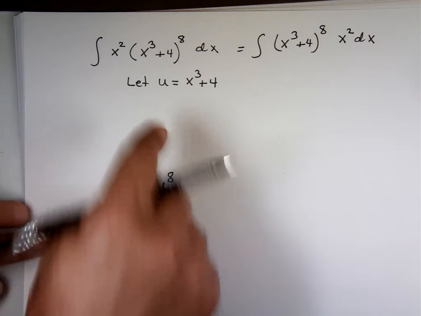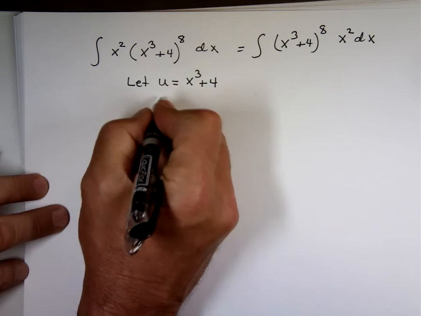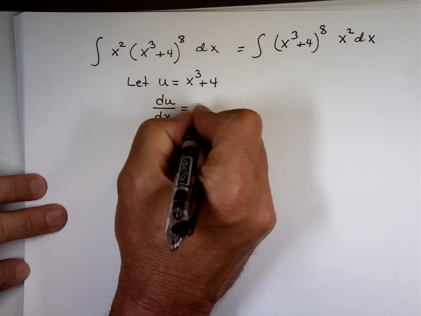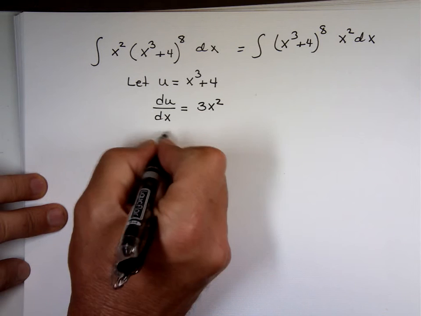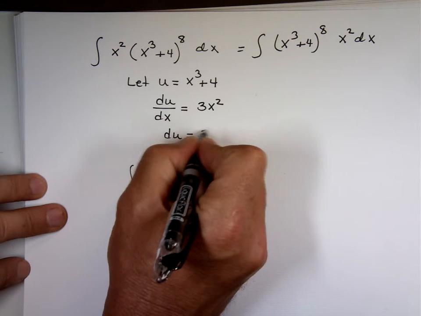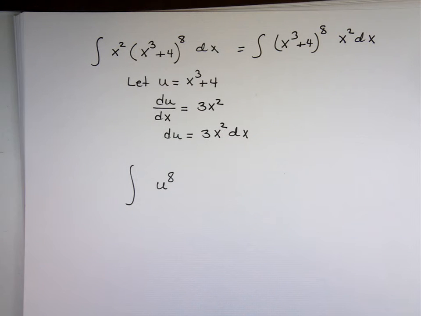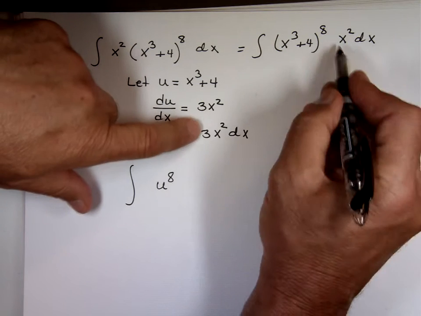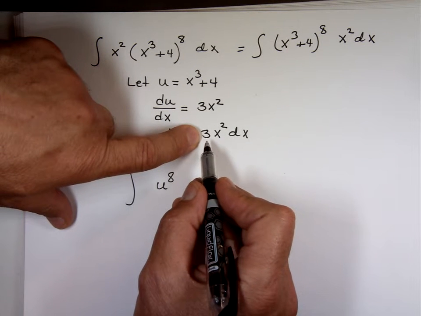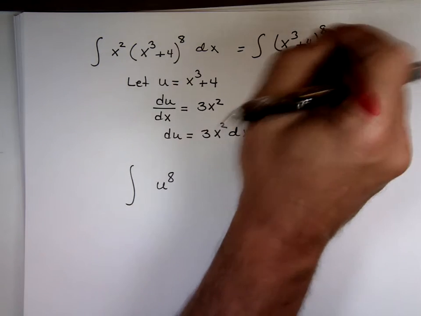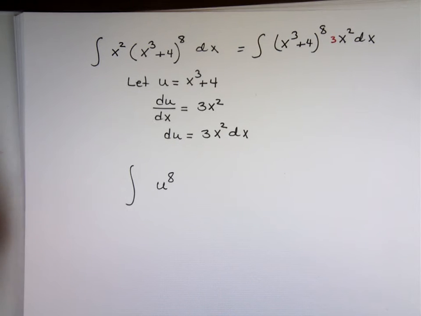And to change that, we take the derivative of this. What is the derivative of u? It's called du/dx. What's the derivative of that? 3x squared. So what is du? Isn't that 3x squared times dx? Darn it. I got the x squared dx, but this has a 3 in it. If I had a 3 here, I'd be like, perfect. I don't have the 3. Yep, multiply it by 3 and divide it by 3.